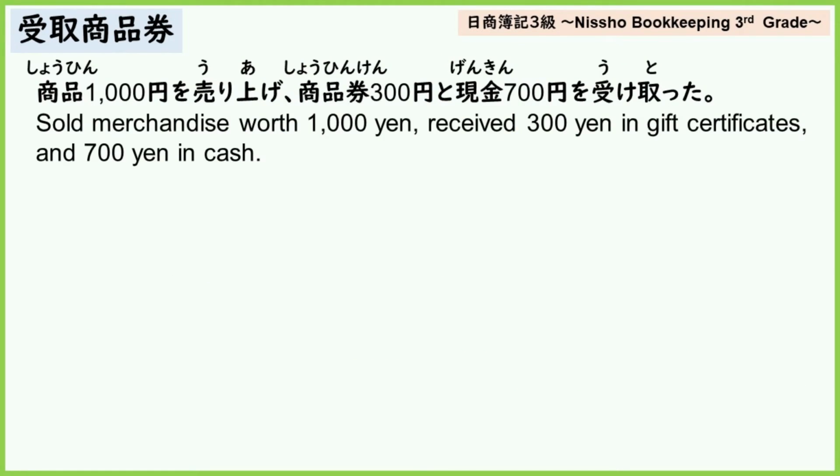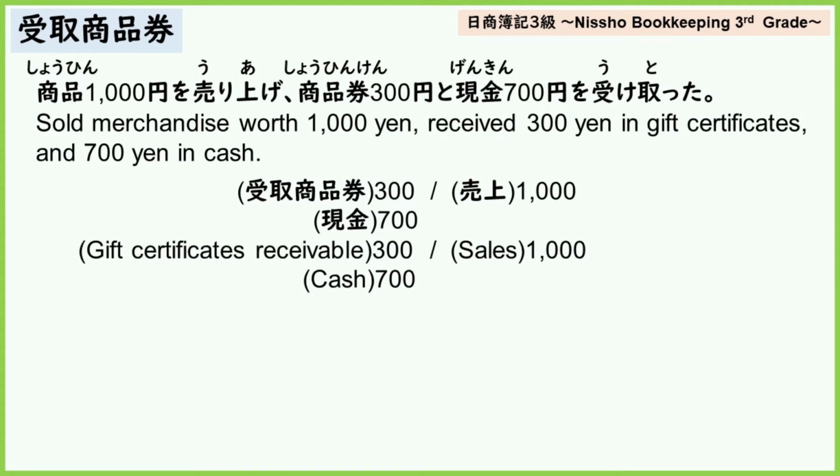Sold merchandise worth 1,000 yen, received 300 yen in gift certificates, and 700 yen in cash. The journal entry is debit, gift certificates receivable 300, cash 700. Credit, sales 1,000. We received gift certificates receivable and cash, so we debit these accounts. We sold merchandise, so we will credit sales.